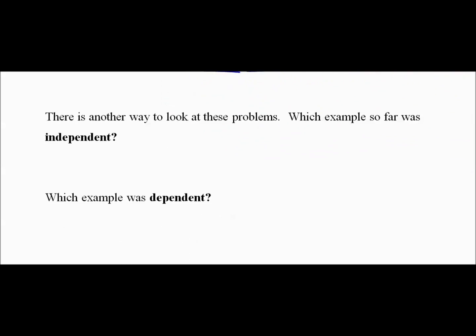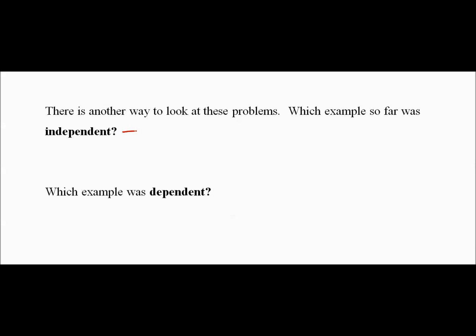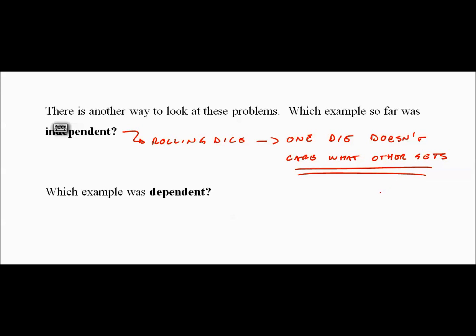So there's one more way to look at these problems, independent and dependent. We already talked about that. Independent, it's things like rolling dice. One die doesn't care what the other gets. Be things like picking the phone numbers. You can use any digit you want for the first, any digit you want for the second, so on and so on and so on.